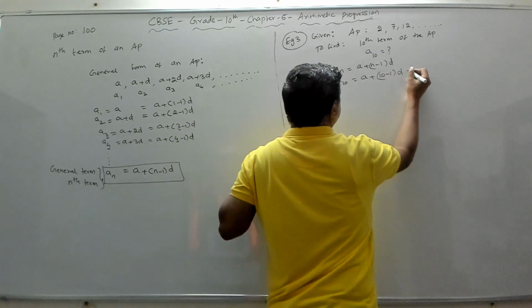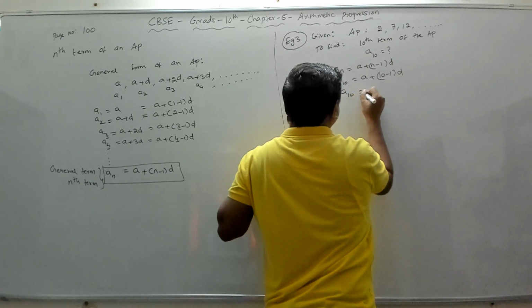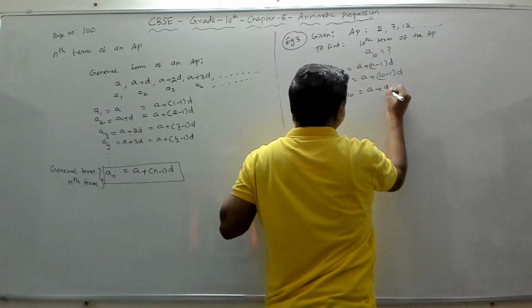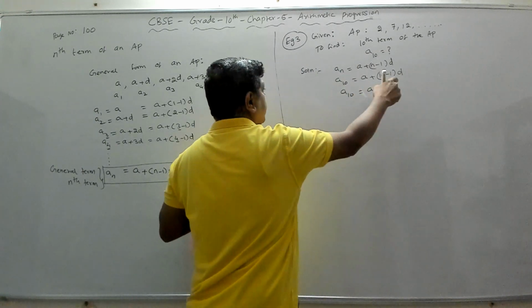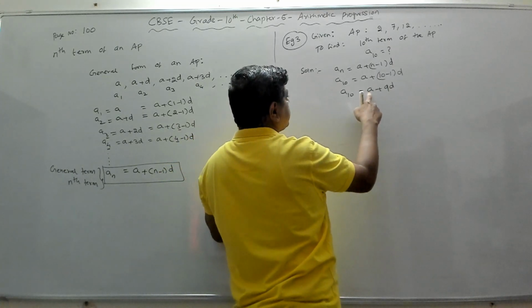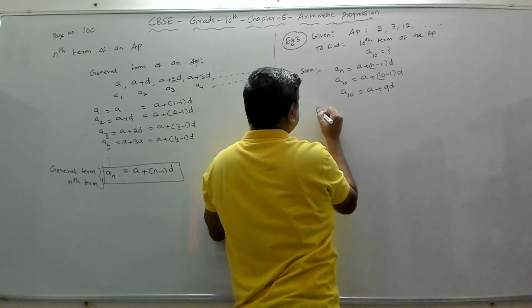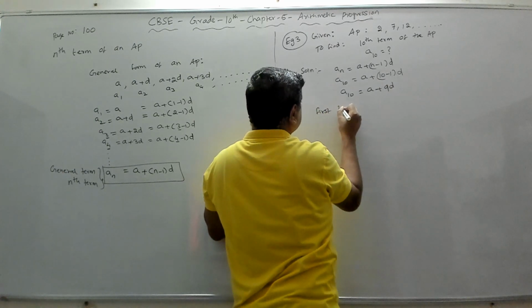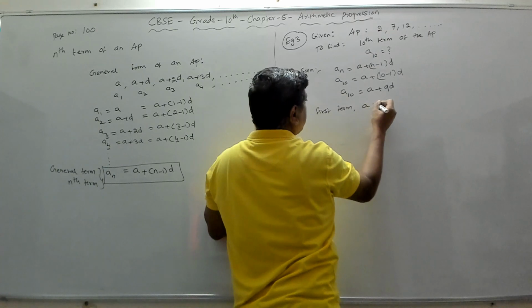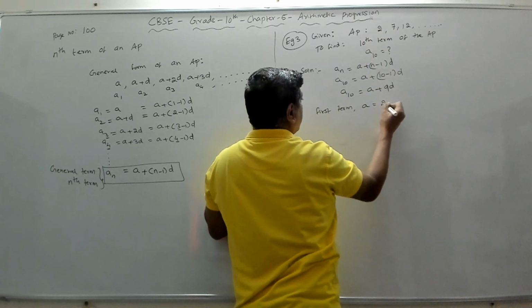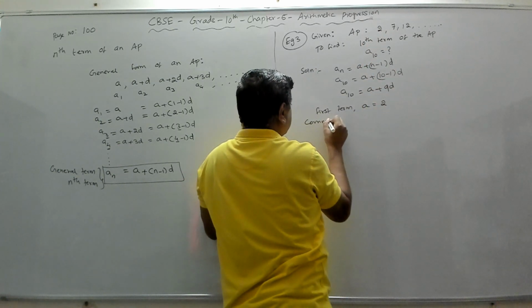So a10 becomes a plus 9d, since 10 minus 1 is 9d. Now we should find a plus 9d. And what is a? A is the first term, which is 2. So first term, small a, is 2. And your common difference is d.